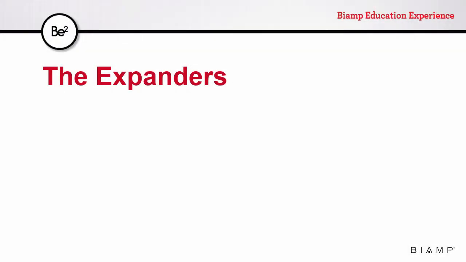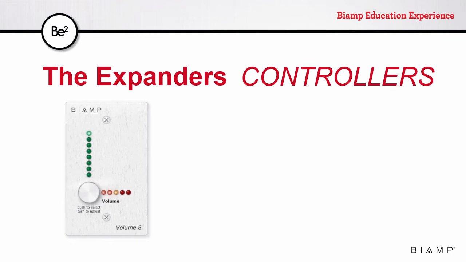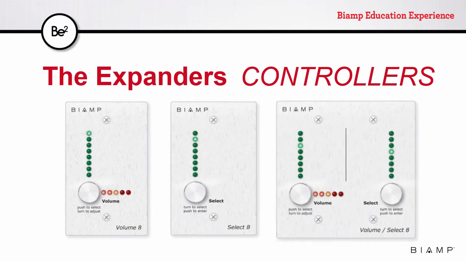Next, let's take a look at some of the wall controllers that you may find in your system. We introduced earlier the Volume 8, which is an 8-channel volume controller, the Select 8, which is an 8-channel source selector, and the Volume Select 8, a combination of the two.